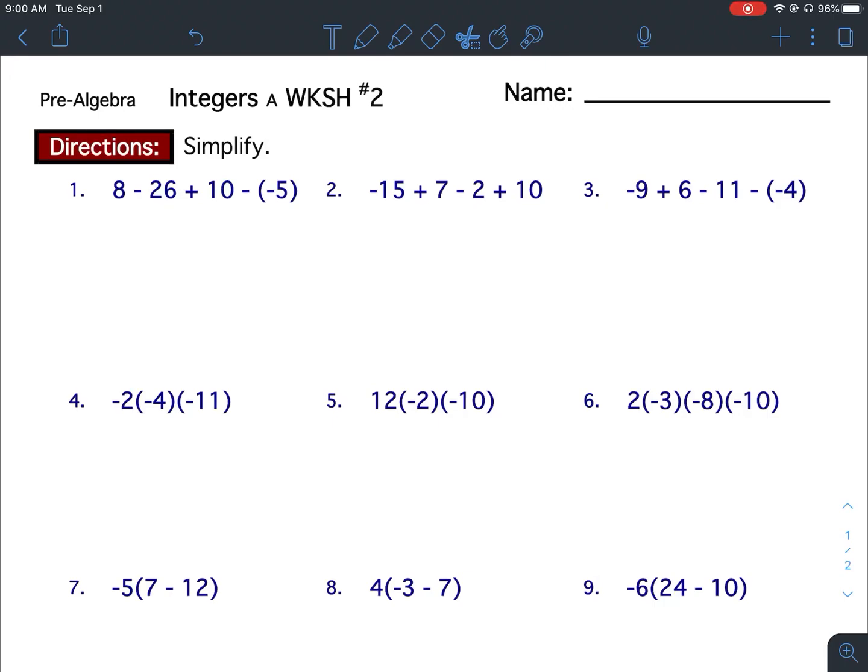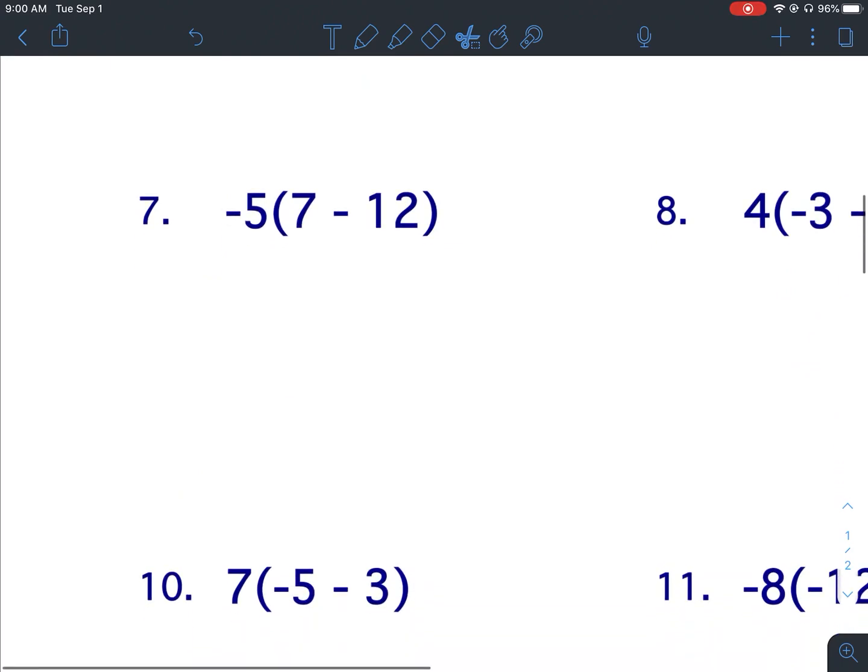Integers worksheet number 2. I want to show you how to show your work for questions 7 through 15. 7 through 15 require 2 steps. You have to do what's inside the parentheses first and then multiply. So I'm going to do example number 7 first.